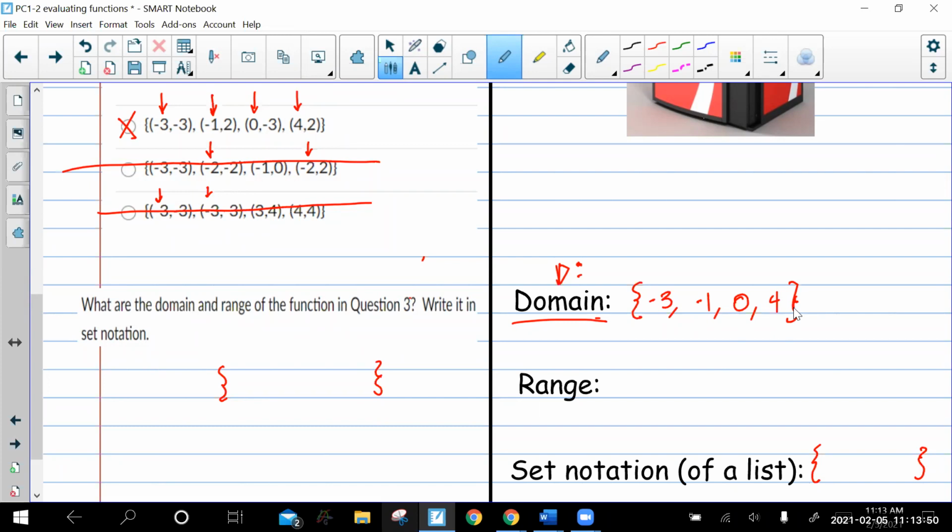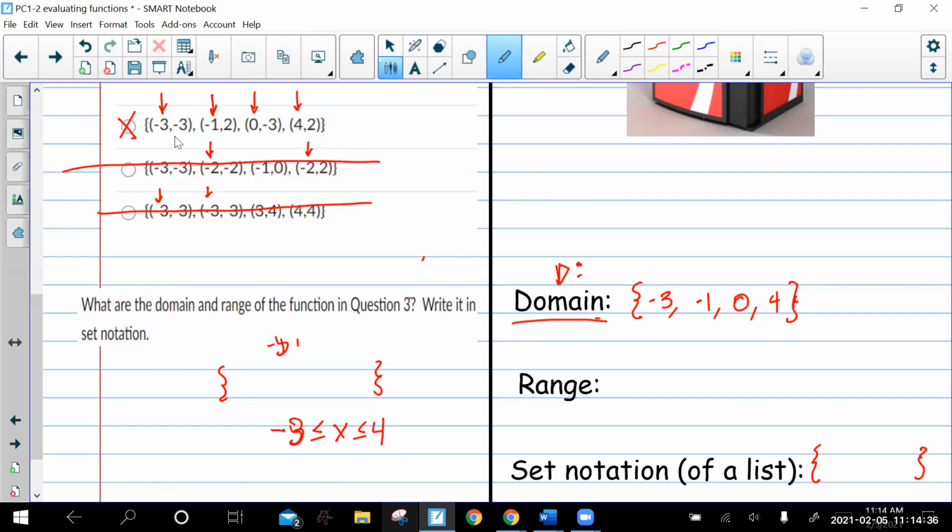Now, I had people that said the interval from -3 to 4. That was a common answer I got. Not true. You need to think about the fact that not every number is included. This is a list. We cannot assume that 1 is part of our domain. We cannot make that assumption. We'll look at intervals next class, but we can't assume anything other than the information we were given. So it's just those 4 numbers and only those 4 numbers. Okay.